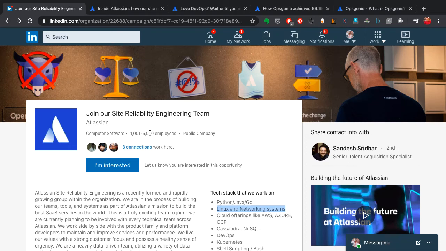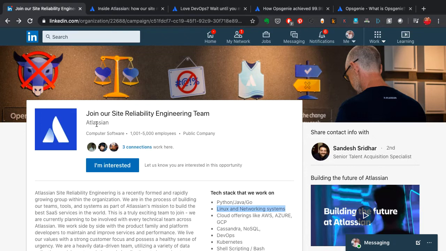Hey folks, this is Gaurav here, and I'm going to quickly share a use case on what it takes to be a site reliability engineer. This is an actual posting that I came across on my LinkedIn profile today. It just popped up there, so I thought of exploring it a little bit.